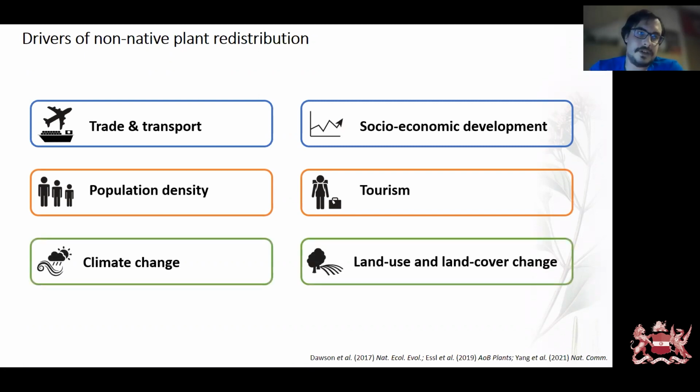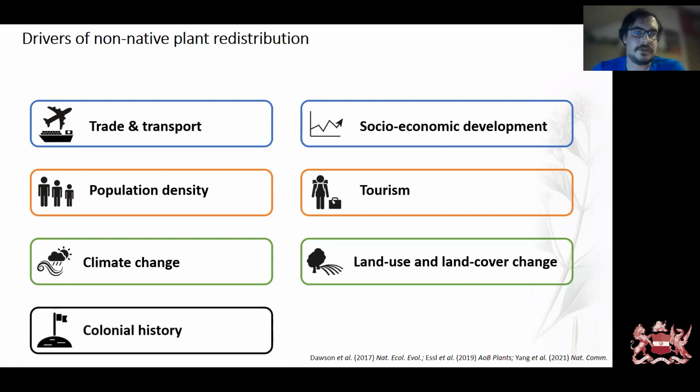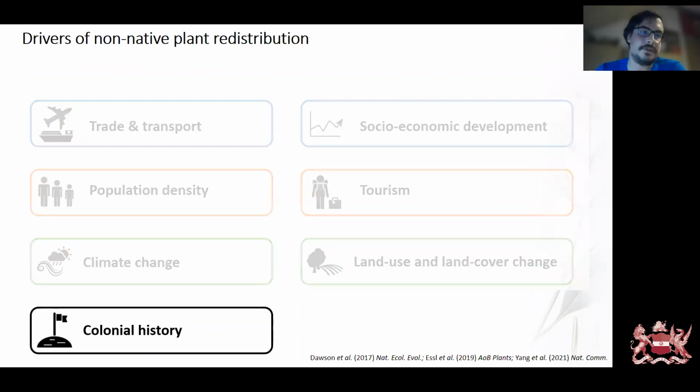Then we have indirect drivers, climate or climate change and land use and land cover change, which are very strongly associated with an increase of non-native plants globally. And also colonial history, which is the focus of this talk today.